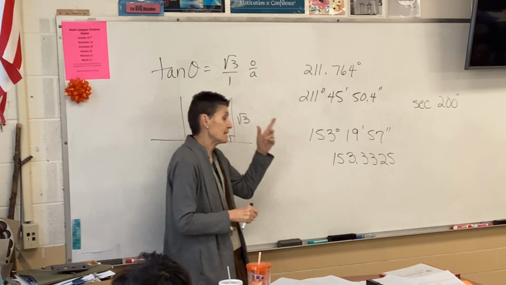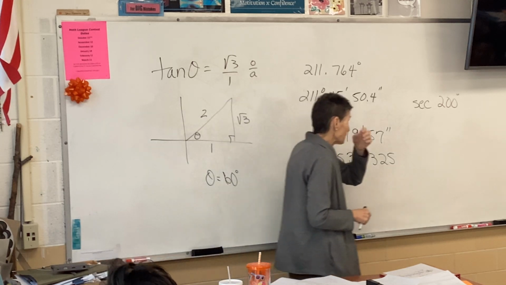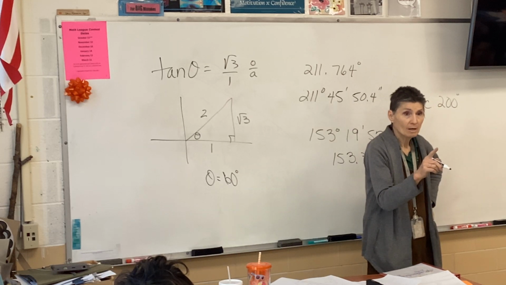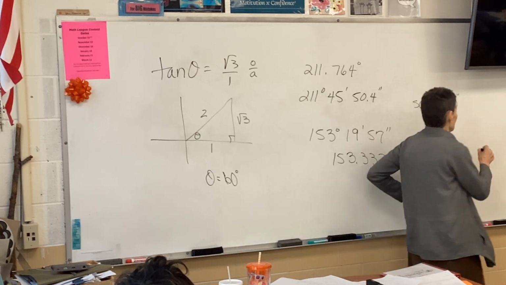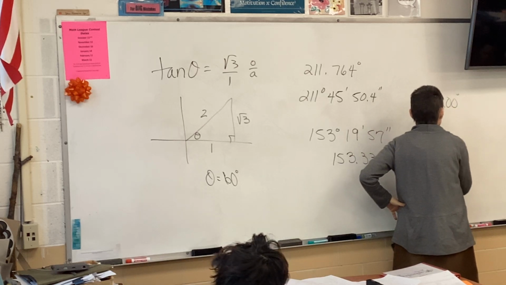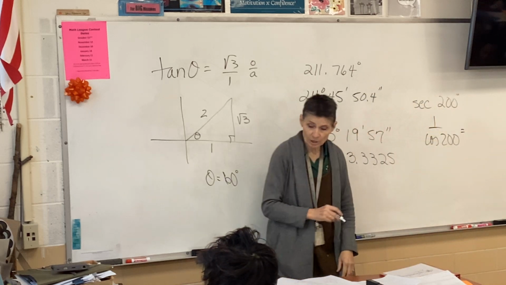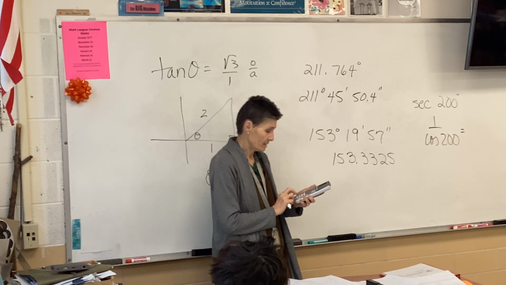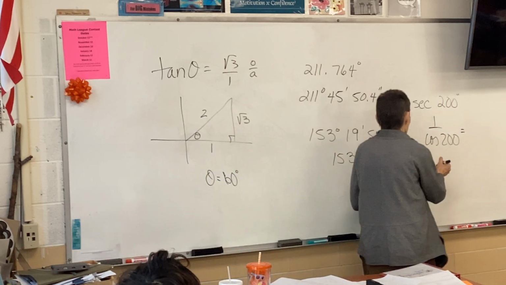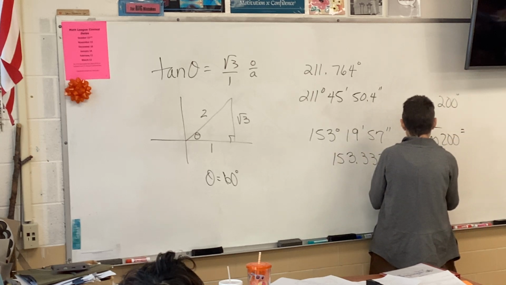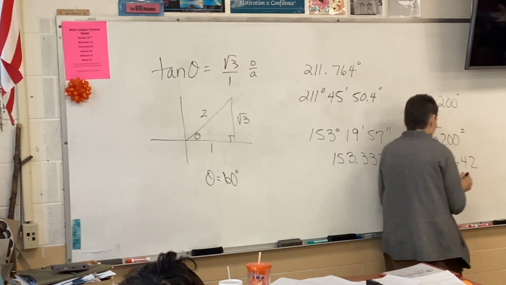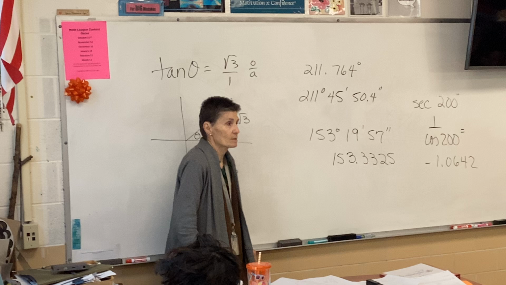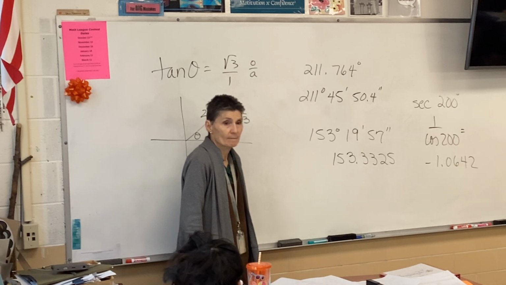All right, secant 200. I'm gonna type this in on my calculator. Secant is 1 over cosine. So I just type that in: 1 divided by cosine 200. Negatives are okay. I get negative 1.0642 if I round off to the nearest 10,000, 4 decimal places.